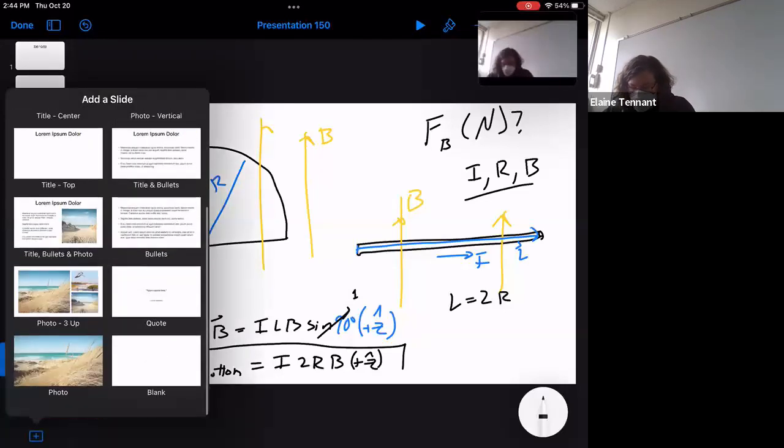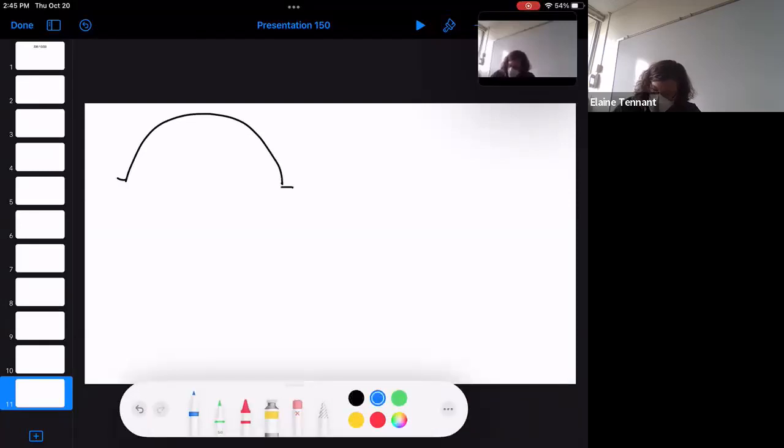Then we're going to do the hard part now. The hard part, we have this semicircle. Sorry, my notes are really messed up for this chapter. I'm scrolling up and down here. Almost there. There we go. I have this semicircle, like this. Current's going that way. Magnetic field's going this way.